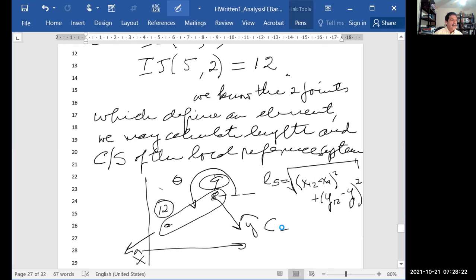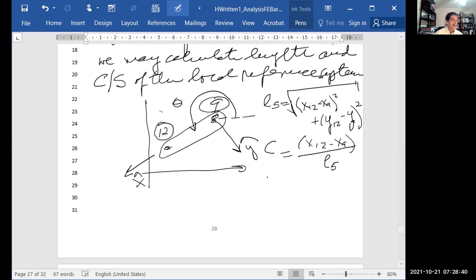And the cosine is going to be delta x, so it's going to be x12 minus x9 divided by the length of the fifth element. And the sine is going to be delta y divided by length. Remember, I don't write cosine of theta, I just write a big C or big S. This is what we mean by sine theta of the fifth element, but I don't want to write all of that. So it's equal to delta y, so it's going to be y12 minus y9 divided by the length of the fifth element.